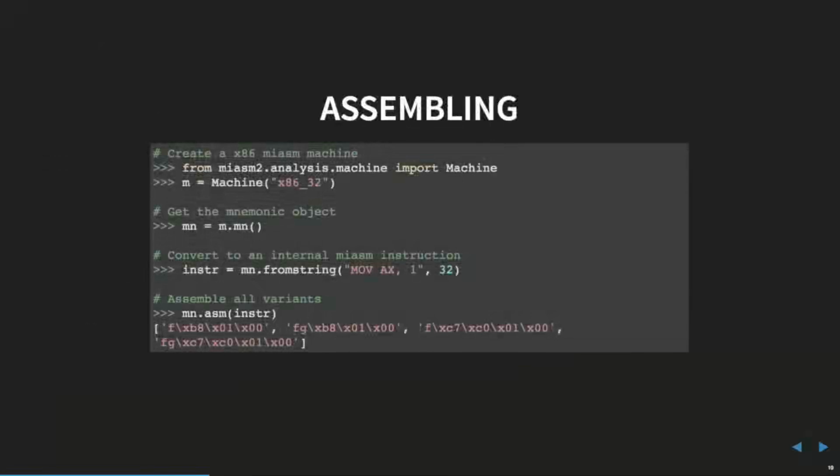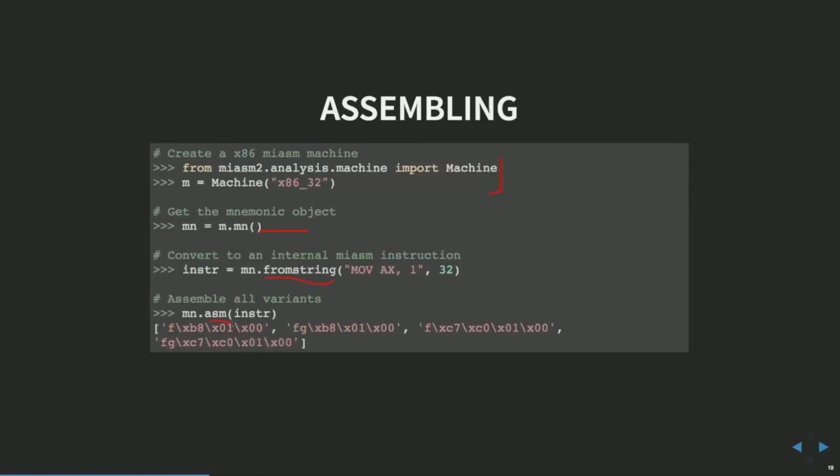So first, is that big enough? Yeah? Okay. So first, what you can do with miasm is assemble. In order to do that, you need to create a machine, a miasm machine. Then you need to get the mnemonic object. So the mn object is used to assemble and disassemble. So here you create it. And then you can call the from_string function in order to get from this mov x, 1 string into the internal miasm instruction. And then you can call asm in order to get the binary representation of this instruction.